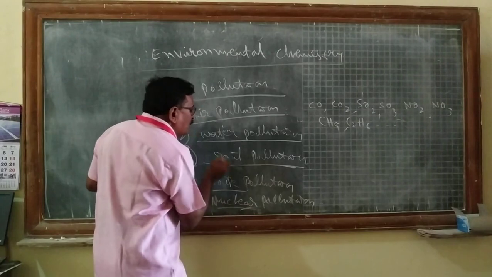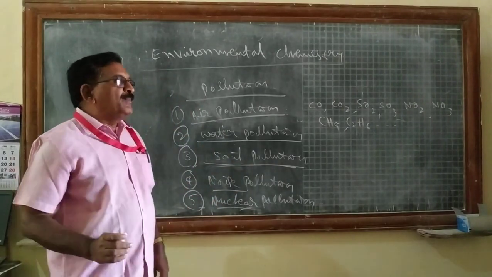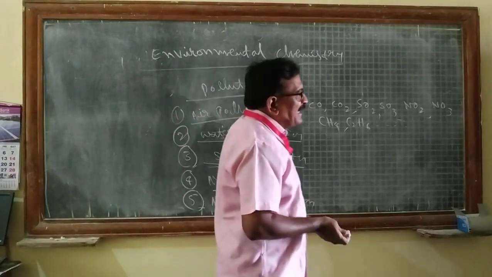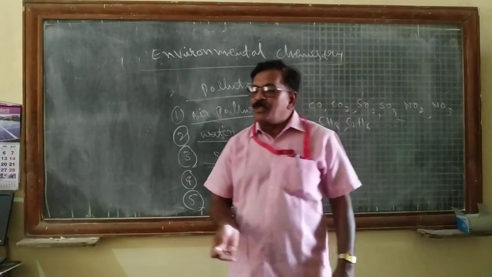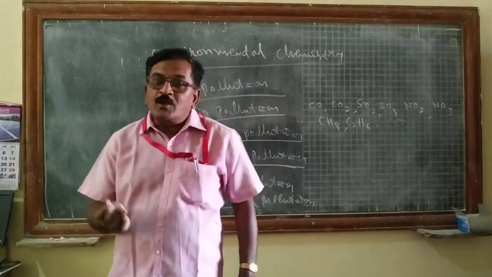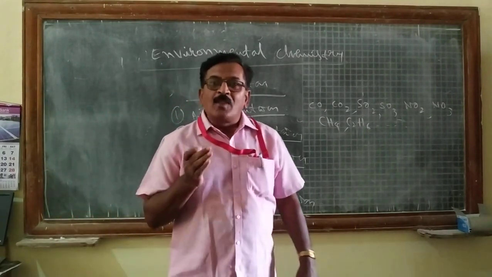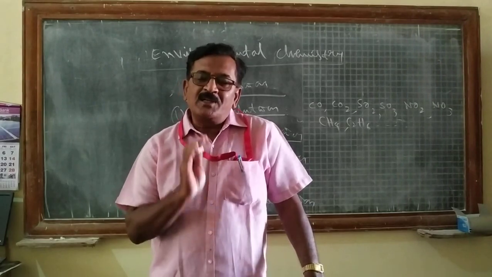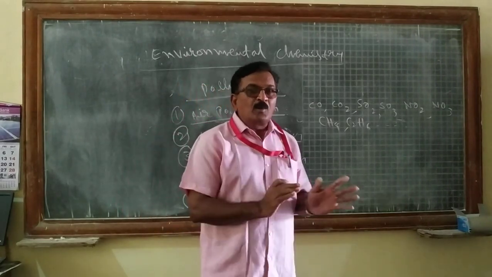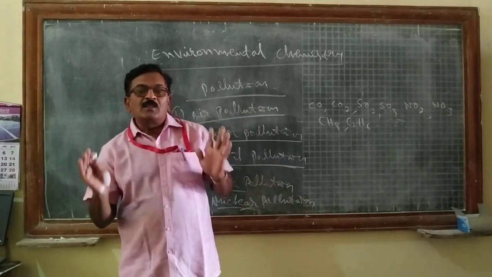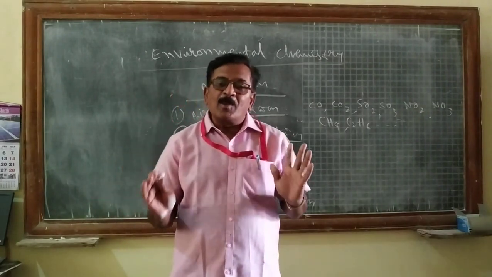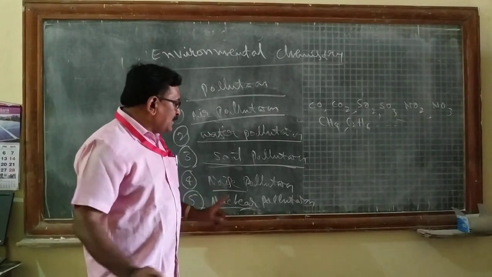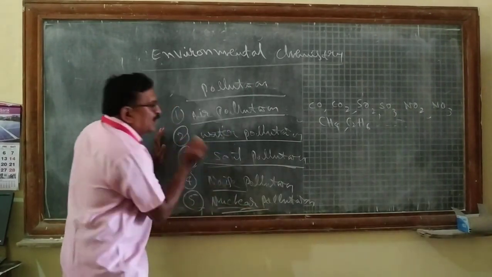Then nuclear pollution involves radioactive elements, the metals like uranium, thorium, or plutonium. These radioactive elements produce alpha rays, beta rays, and gamma rays. Those rays are produced and the atmosphere will be polluted, so that is called nuclear pollution.